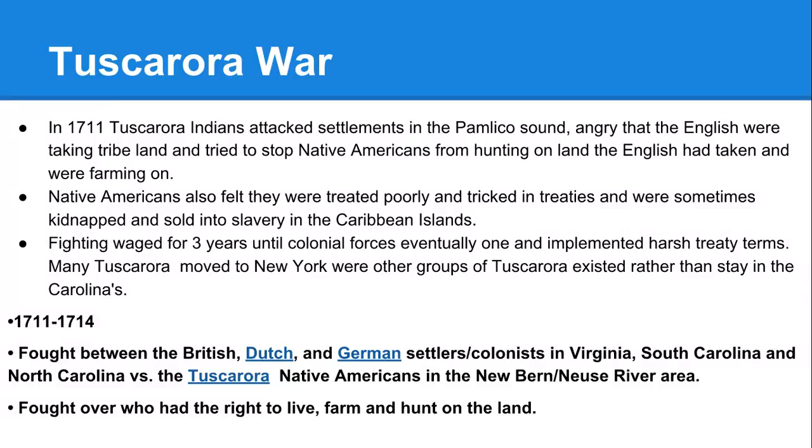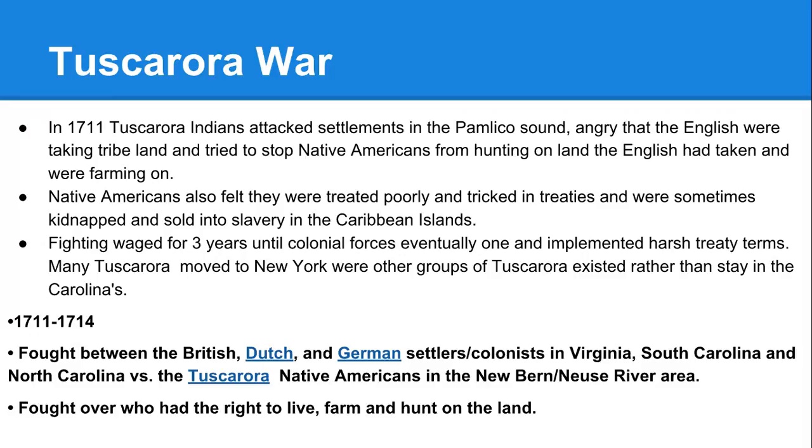The next one is Tuscarora War. Again, we've got more detail here at the top. The more specific is here, and the summary is down in the bold at the bottom. The Tuscarora War. In 1711, the Tuscarora Indians attacked settlements in the Pamlico Sound. They were angry that the English were taking land and trying to stop Native Americans from hunting on the land that the English had stolen from the Native Americans and were farming on. So basically, it's a fight over land.